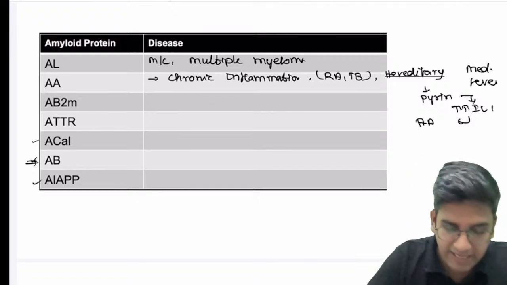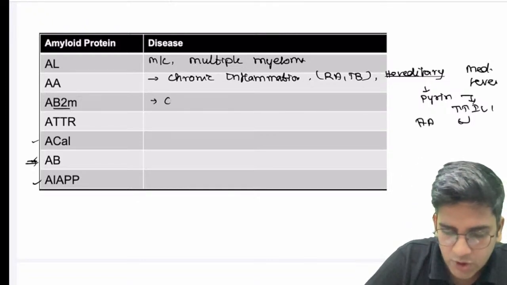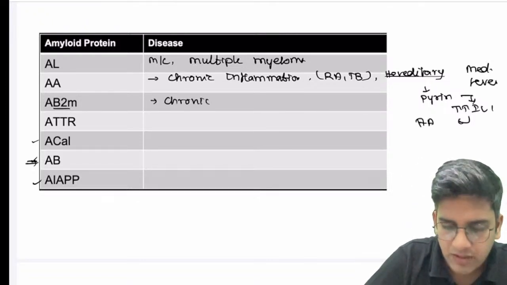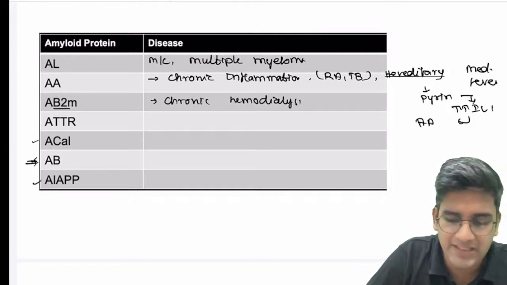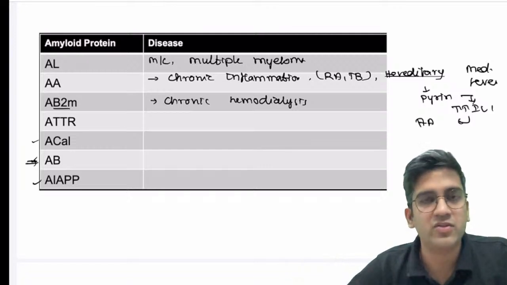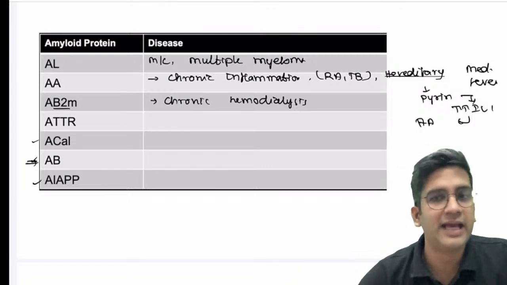Then A beta 2 M, you will see in patients with chronic hemodialysis. In any patient with chronic hemodialysis, beta 2 microglobulin, which is a component of MHC 1, gets deposited over a period of time, not being properly cleared by the kidney.